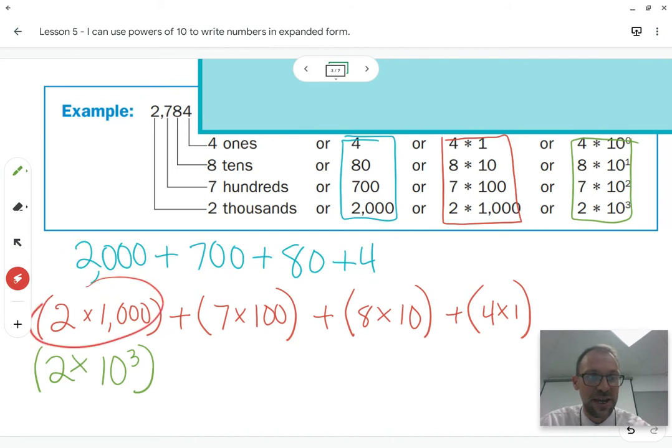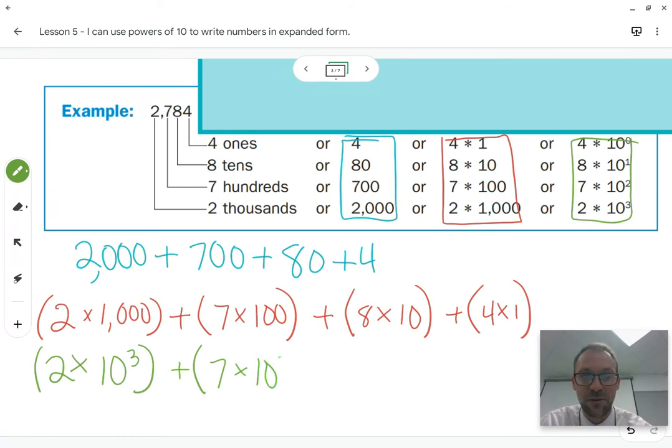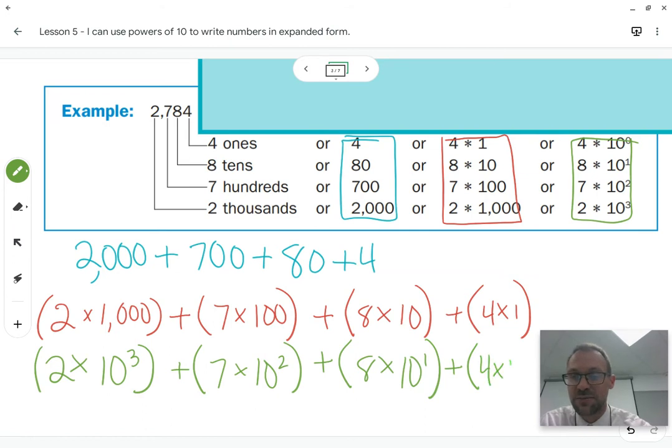2,000 is the same as 2 times 1,000 is the same as 2 times 10 to the third power. 10 to the third power is 1,000. It's 10 times 10 times 10. All right, moving on. 700 becomes 7 times 100, or 7 times 10 squared, or 10 to the second power. And 80 becomes 8 times 10 to the first power. And 4 becomes 4 times 10 to the 0 power, because remember, 10 to the 0 power is just 1.